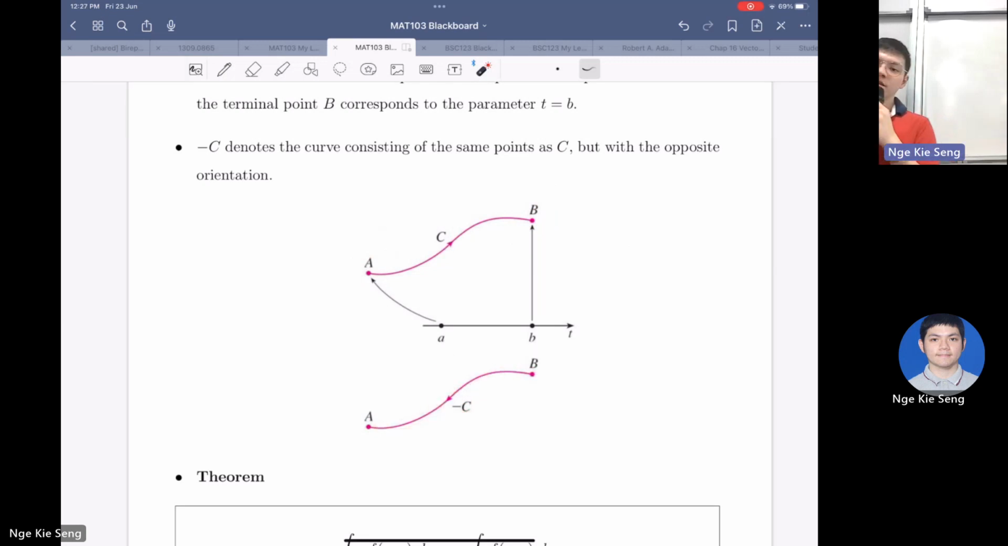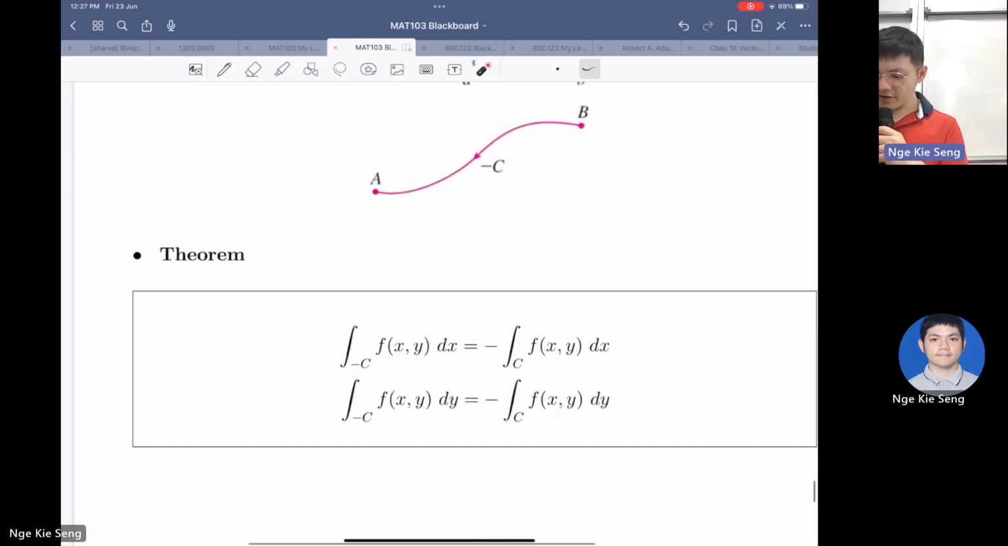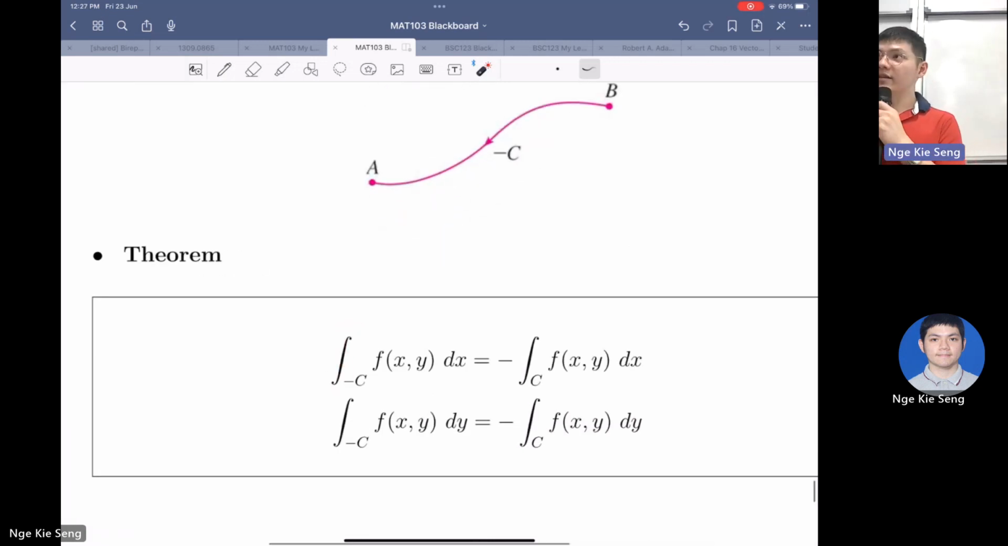So what happens to our integral in this case? If you integrate over the opposite orientation of the curve, it is equal to the negative of the integral over the positive orientation.